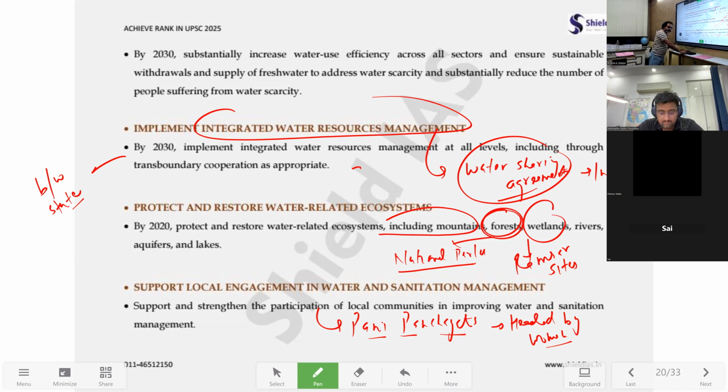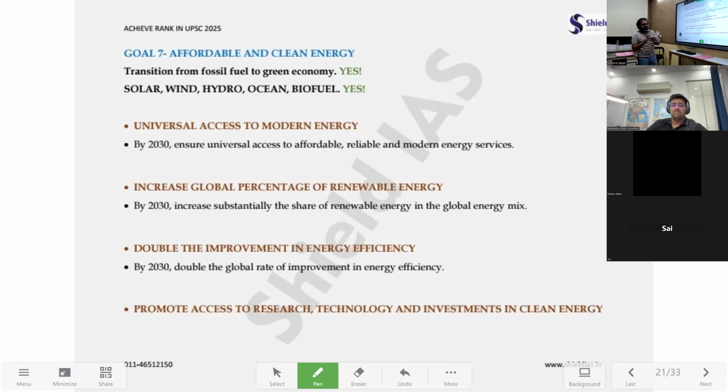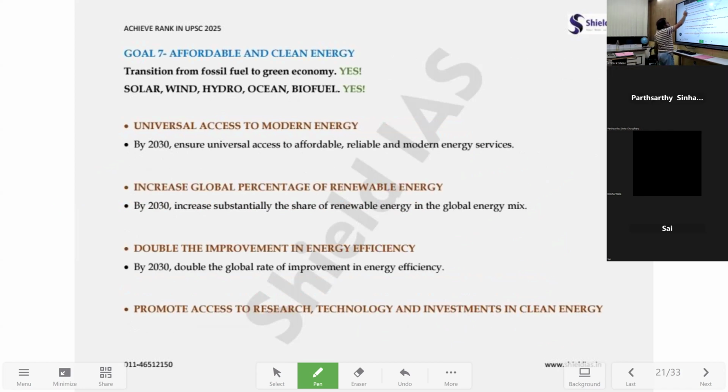For ensuring sustained health conditions, we require quality water and sanitation. Next thing also required for health, which also benefits in terms of reducing cost: affordable and clean energy. First of all, transition from fossil fuel to green energy is required, a big yes. Green energy can be solar, wind, hydro, ocean, biofuel. That means more R&D is required to make them more affordable for installation and in terms of reducing the price of usage by consumers.